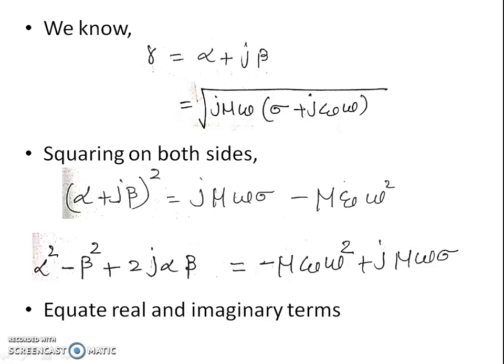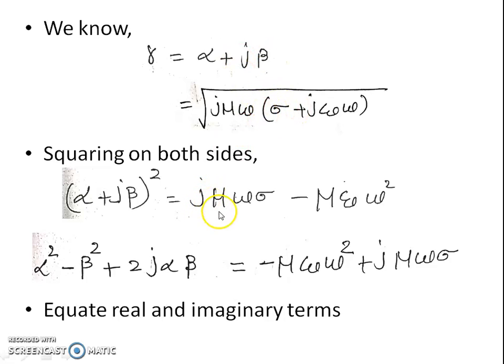So we know the value of propagation constant gamma is equal to alpha plus j beta, and this gamma is equal to root of j mu omega into (sigma plus j epsilon omega). So squaring this term, that is alpha plus j beta, the whole square is equal to, we can eliminate this square root by squaring this side.